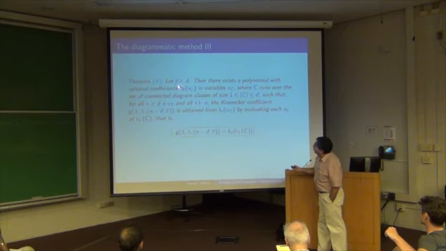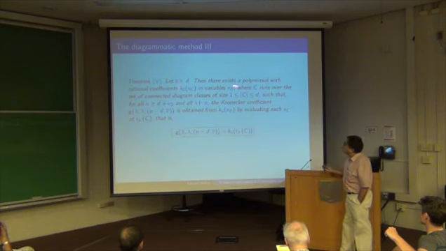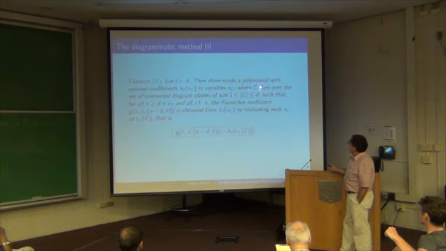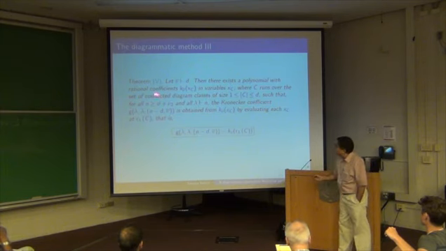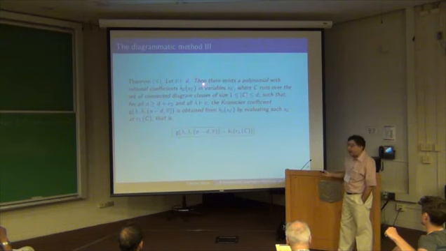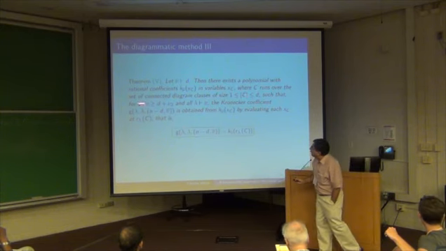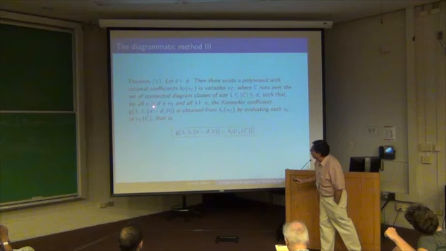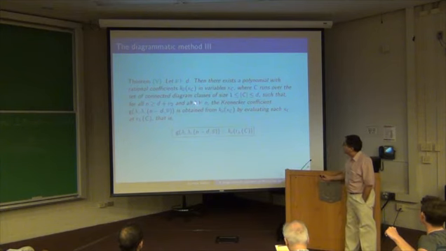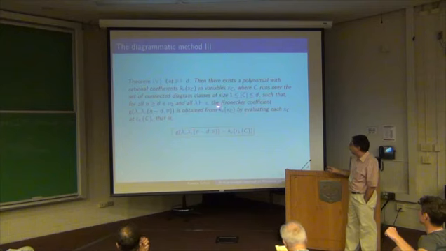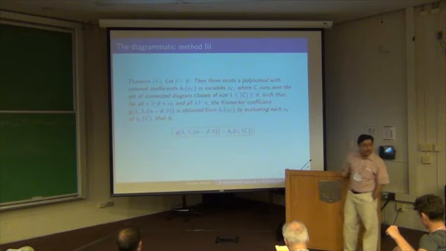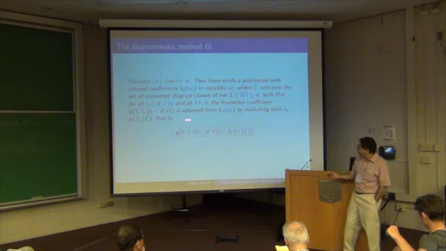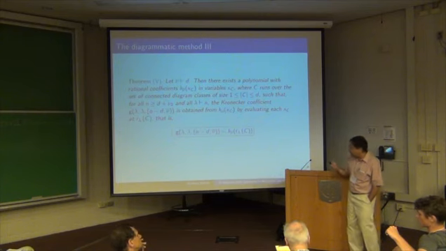Given a partition U of D, there exists a polynomial with rational coefficients in variables xc, where C runs over the set of connected diagram classes of size at most D, such that for any n greater or equal than 2 and all partitions lambda of n, this Kronecker coefficient is obtained from the polynomial by evaluating each variable at r lambda c, as we did in the example. So this is the formula here in general.